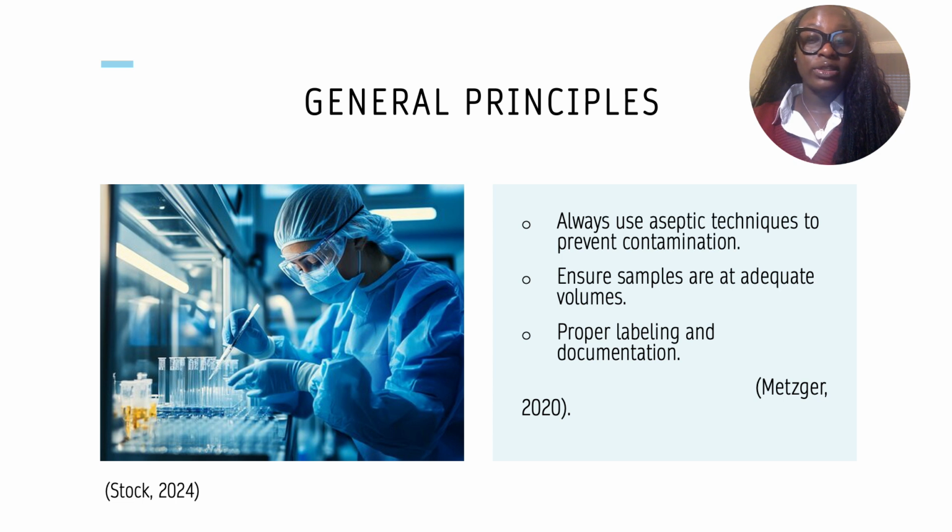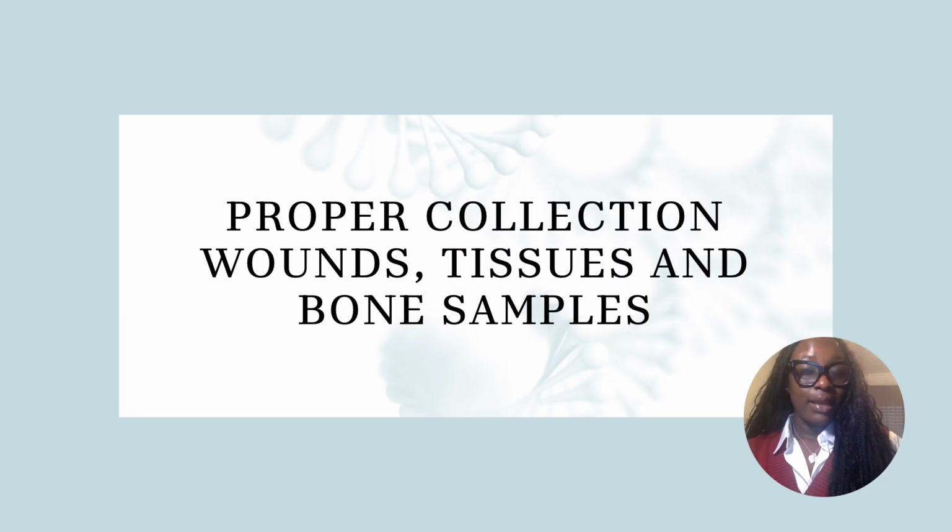There are some universal principles to follow when collecting any type of specimen. First and foremost, always use aseptic techniques to prevent contamination. Ensure the sample is adequate in volume, as insufficient samples cannot allow for comprehensive testing. And lastly, proper labeling and documentation are also critical to avoid errors that could lead to patient mismanagement. In my next few slides, I will be discussing the proper collection for wounds, tissues, and bone samples.